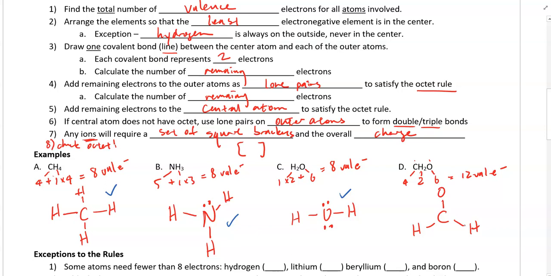Each of them representing 2 electrons. We go ahead and count how many remaining are left. We have 6 assigned, therefore we have 6 remaining. Let's go to number 4: add remaining electrons to the outer atoms as lone pairs to satisfy the octet rule. So if you look again, we have to assign 6 to an outer atom.